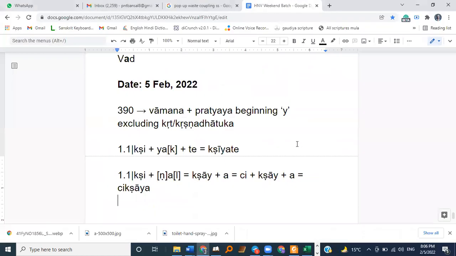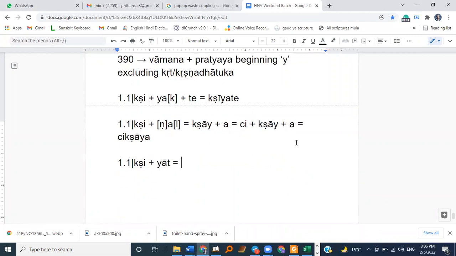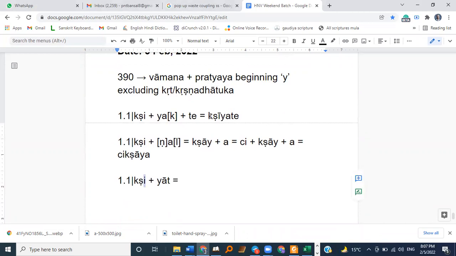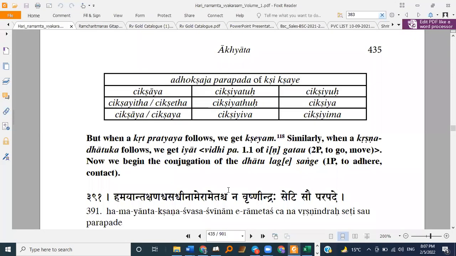And when it will be Kampala, Kshi Yukta Yat, Yat Yastam Yasus, Kampala. So here also we will do Trivikrama by this 390 Sutra, because Yat is a Kampala Pratyaya, which is not a Krishna Dhatuka, which is a Ram Dhatuka. So thus Vamanasya Trivikrama Krishna Dhatu Ketara Ya Pratyaya, Sutra 390, and we get Kshiyat. So that was Kshi Dhatu.